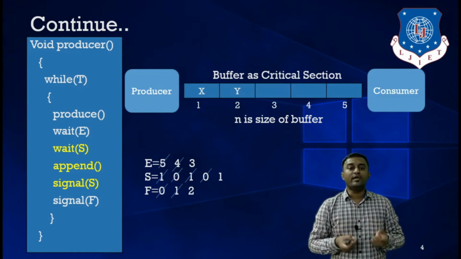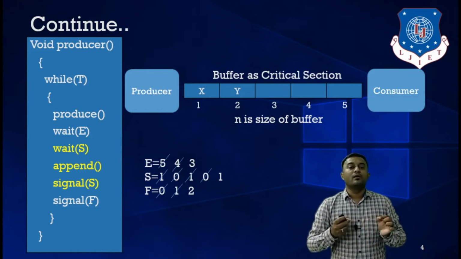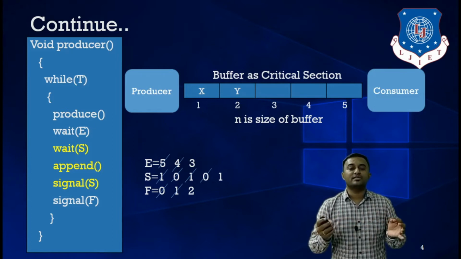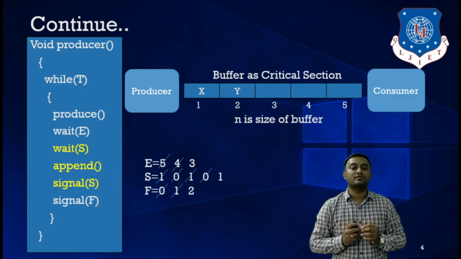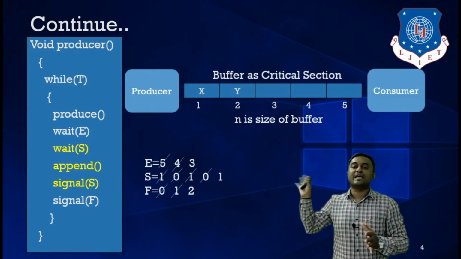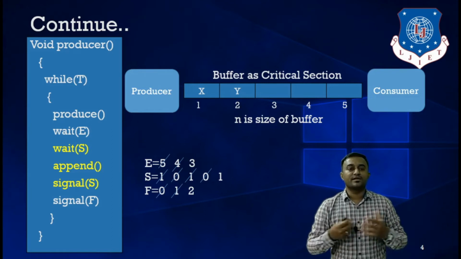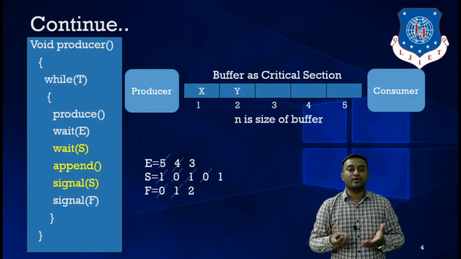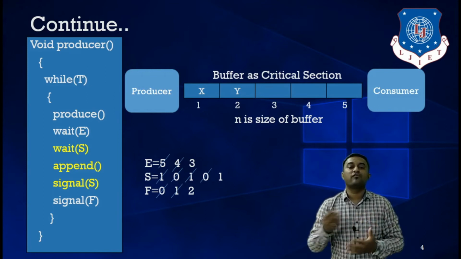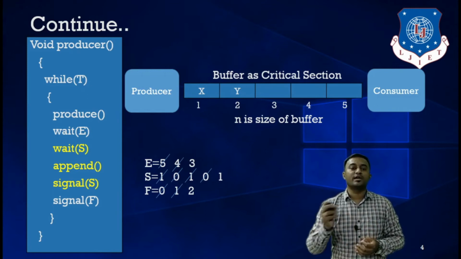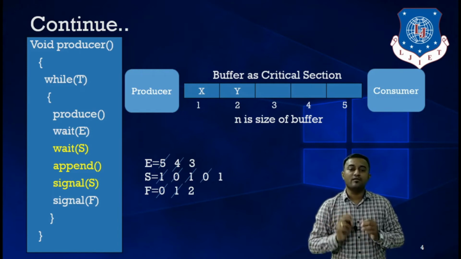Wait on E, where E is nothing but empty slots. How many empty slots do we have? 5 empty slots. Let us consider the size of the buffer is 5. So by consideration of the value 5, wait of E can be executed. Now the value becomes 4, because the wait operation will reduce the value of E by 1.